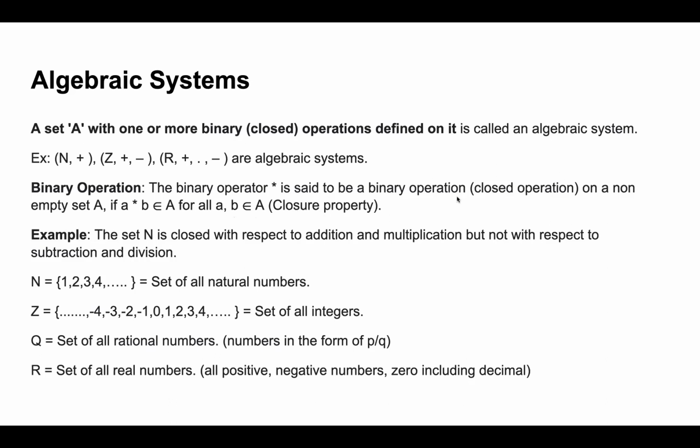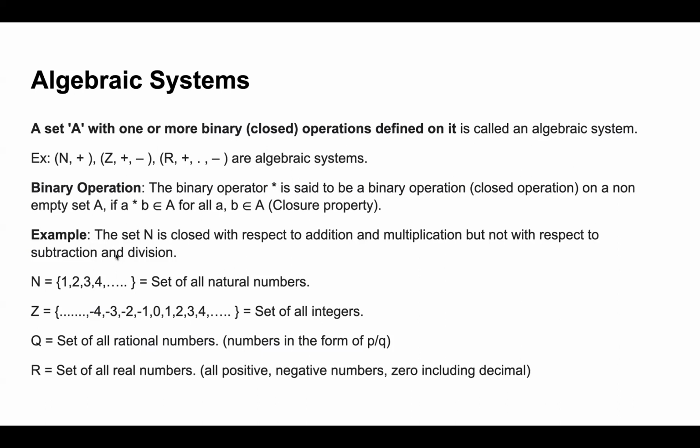How is it called a closed operation? A and B are both in set A, and whatever operation is performed on elements of set A, the answer of that operation is also in the set A. That is why star is called a closed operation, and the property is called the closure property.